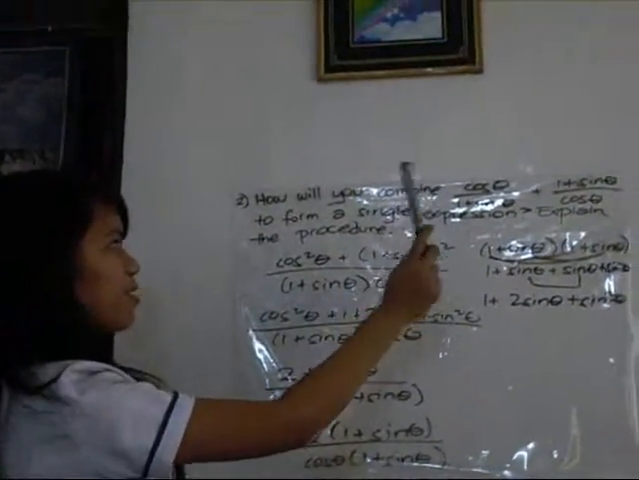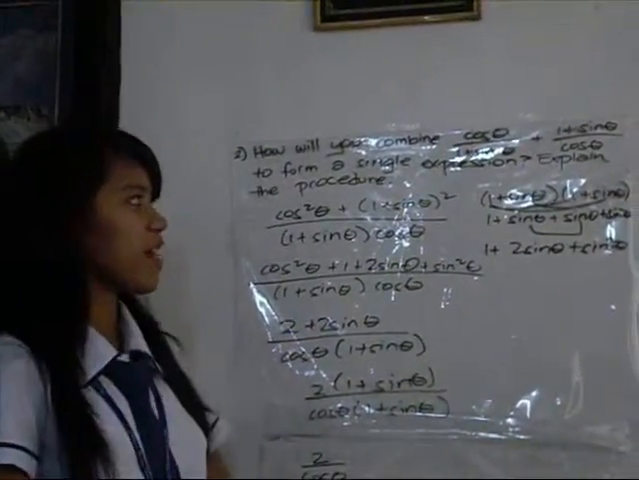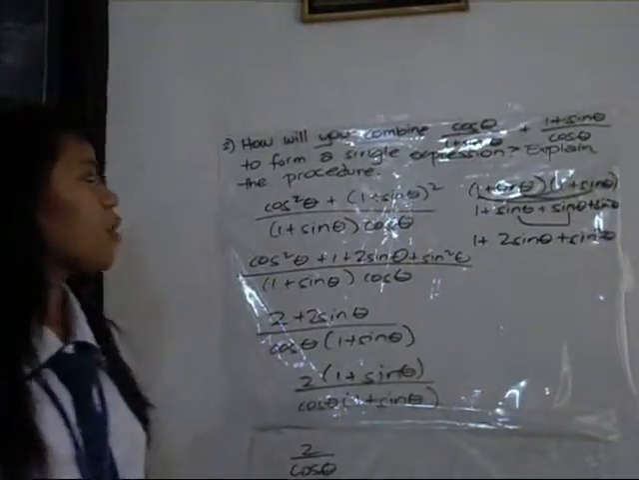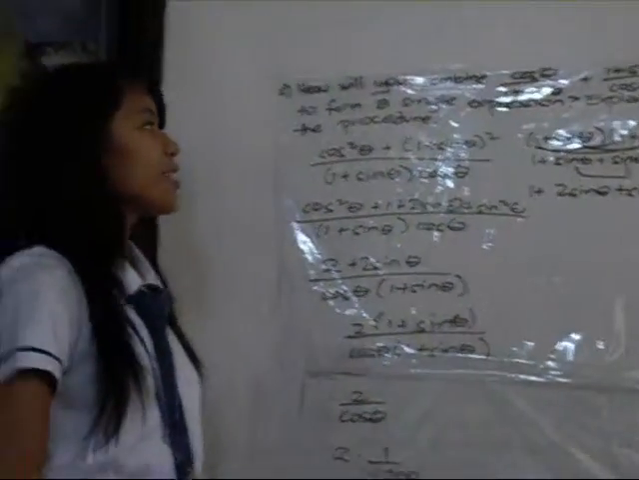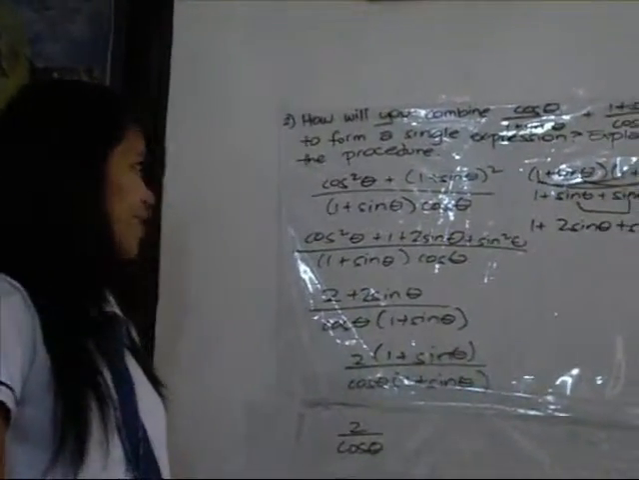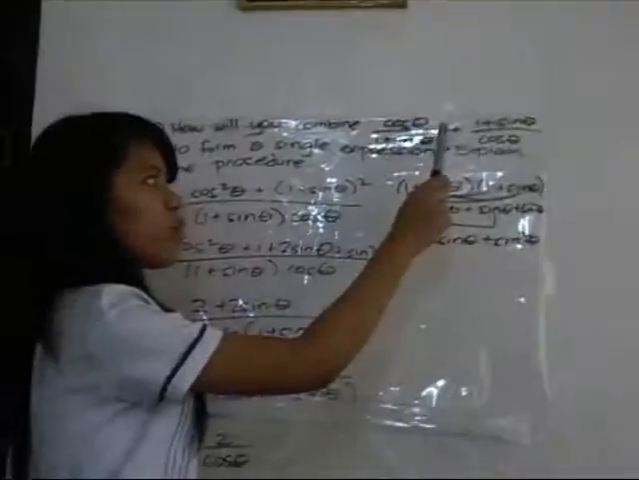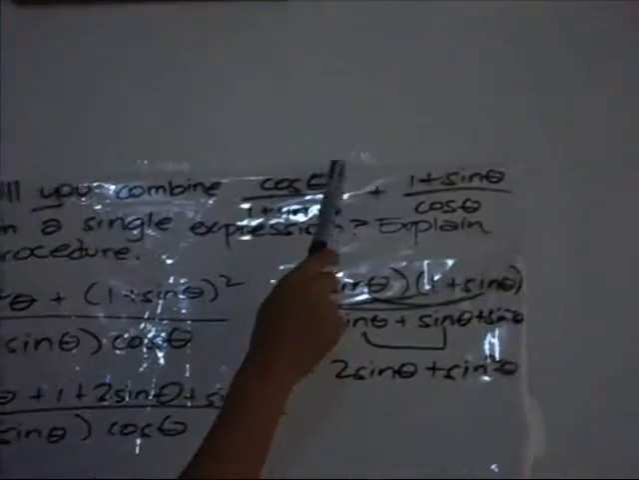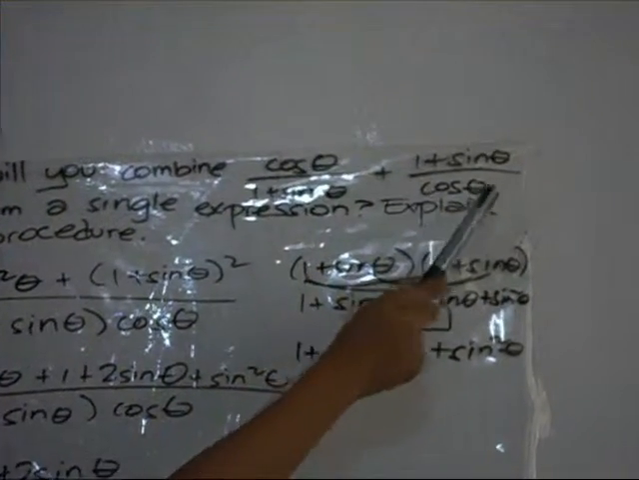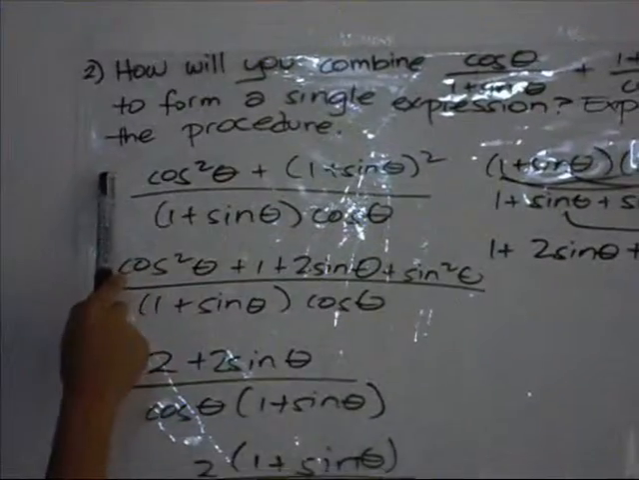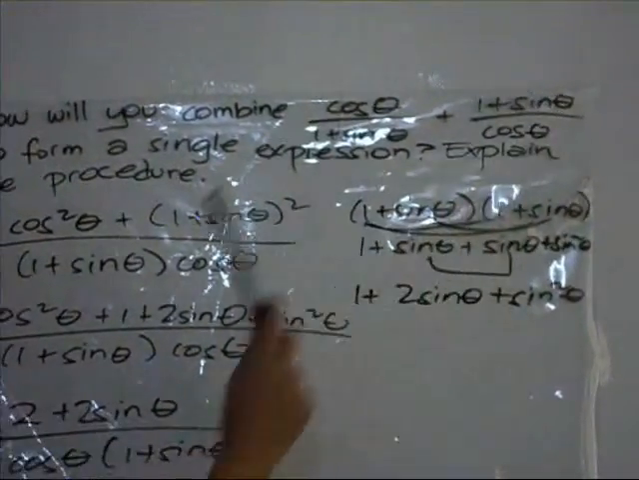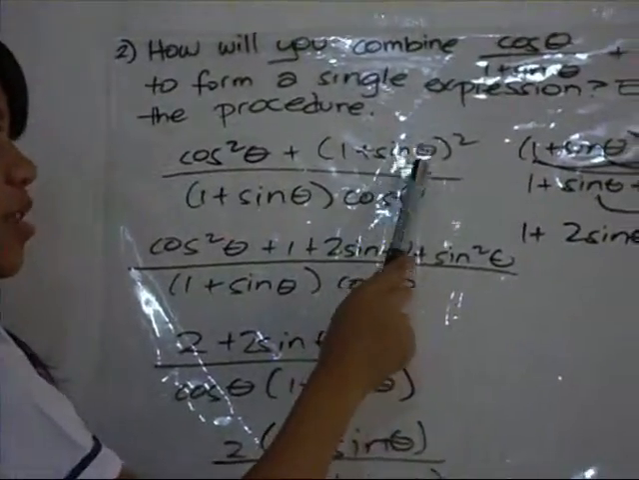How will you combine cosine theta over 1 plus sine theta plus 1 plus sine theta over cosine theta to form a single expression? Explain the procedure. The first procedure that must be done is to multiply the numerators and denominators, and cosine theta times cosine theta is cosine squared theta, and then 1 plus sine theta times 1 plus sine theta is equivalent to 1 plus sine theta squared.